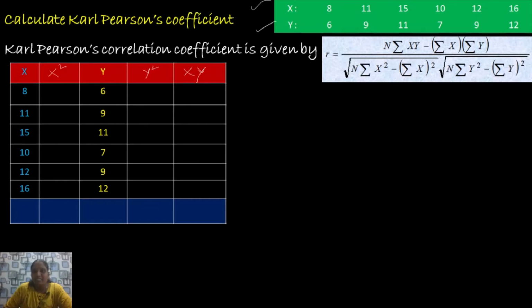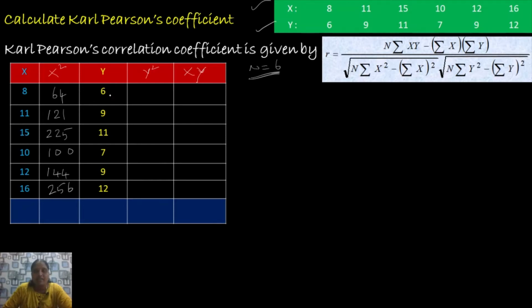Here capital N represents the number of pairs. Here totally we have 1, 2, 3, 4, 5, 6. So n is equal to 6 pairs of observations are given. Now let me first calculate x square. 8 square is 64. 11 square value is 121. 15 square is 225. 10 square, that is 100. 12 square, that is 144. 16 square, 256.